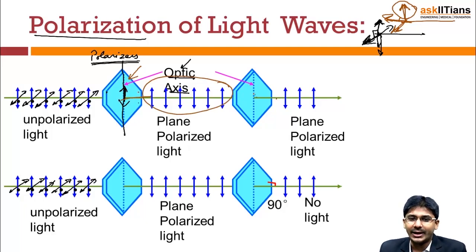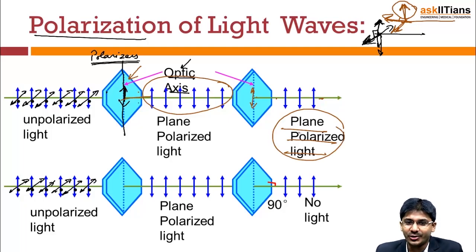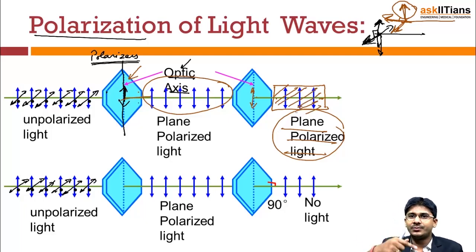Once this has passed, if you again put this polarizer like this, nothing will change, because again it is along the same axis and all of this can pass. So it is polarized. This is plane polarized light. Why do we call it plane polarized light? Because the polarization is in one plane. If you consider this as a plane, in that same plane the polarization is happening.